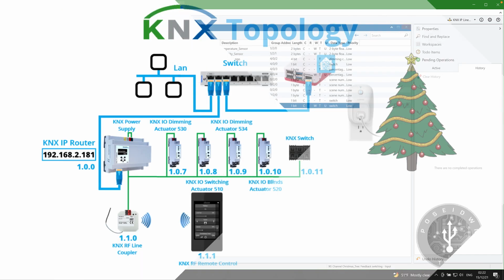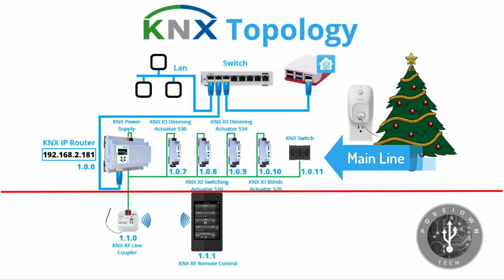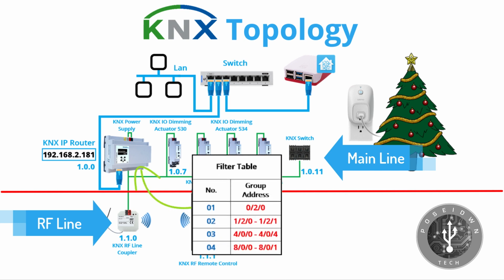So far so good, but the RF line coupler isolates the primary side, which is the main line, from the secondary side, which is the RF line. In this way, each line works independently, and the only group telegrams that can be routed on the main line are the ones that are listed in the filter table.